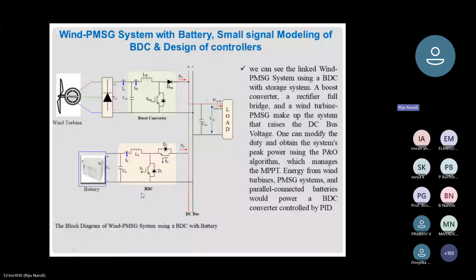Okay, this is the DC bus. This is the load, a simple R load. This capacitor is there just to stabilize the output voltage and the discharge voltage. This is the load.